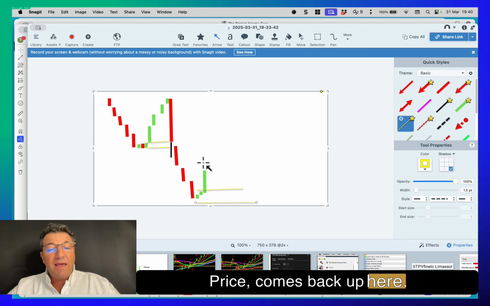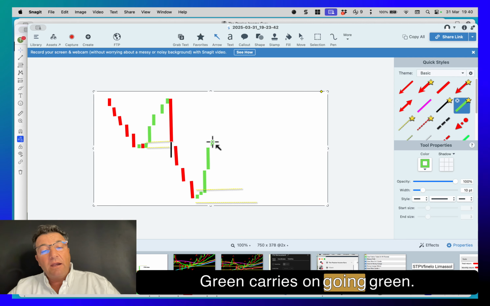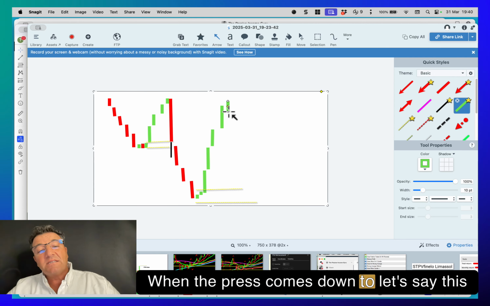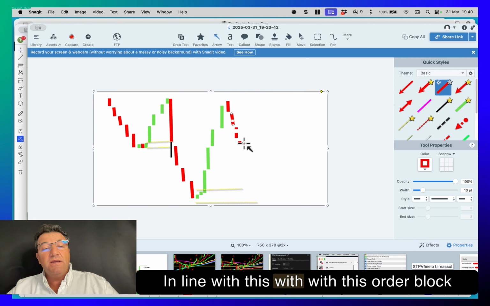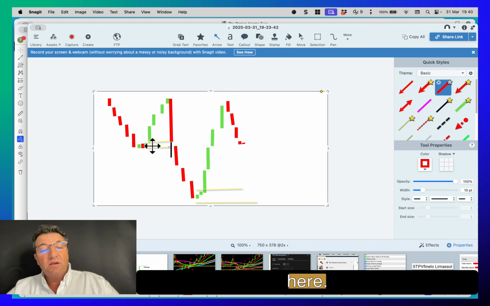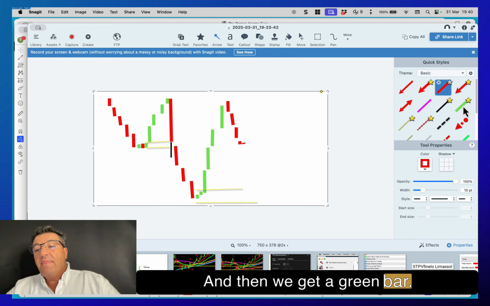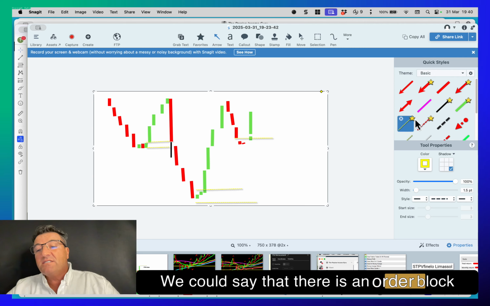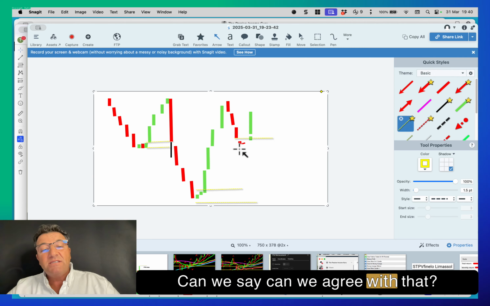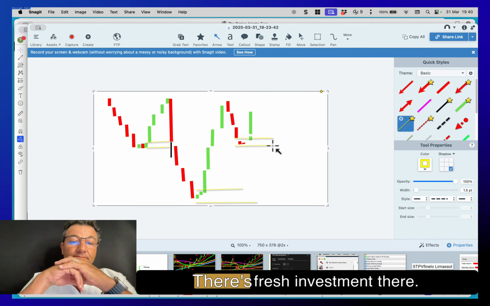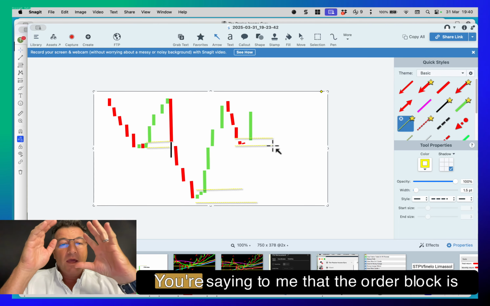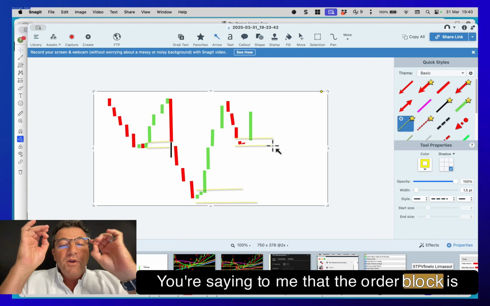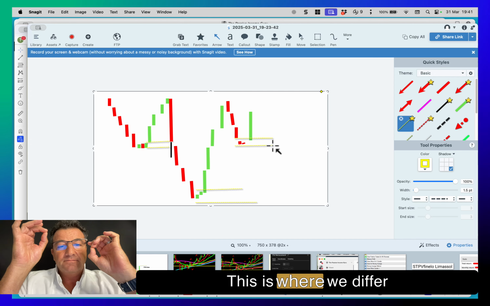Price comes back up here, green, carries on going green. When the price comes down to, let's say, this area, another doji, in line with this order block here, and then we get a green bar, we could say that there is an order block here. Can we agree with that? There's fresh investment. Okay, now I understand what you're saying. You're saying to me that the order block is fresh investment, which creates an order block.